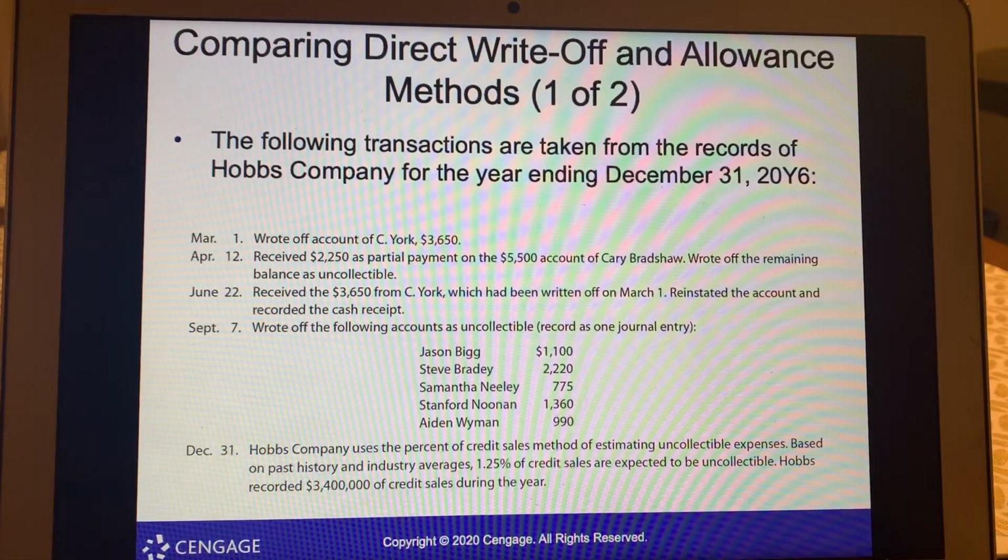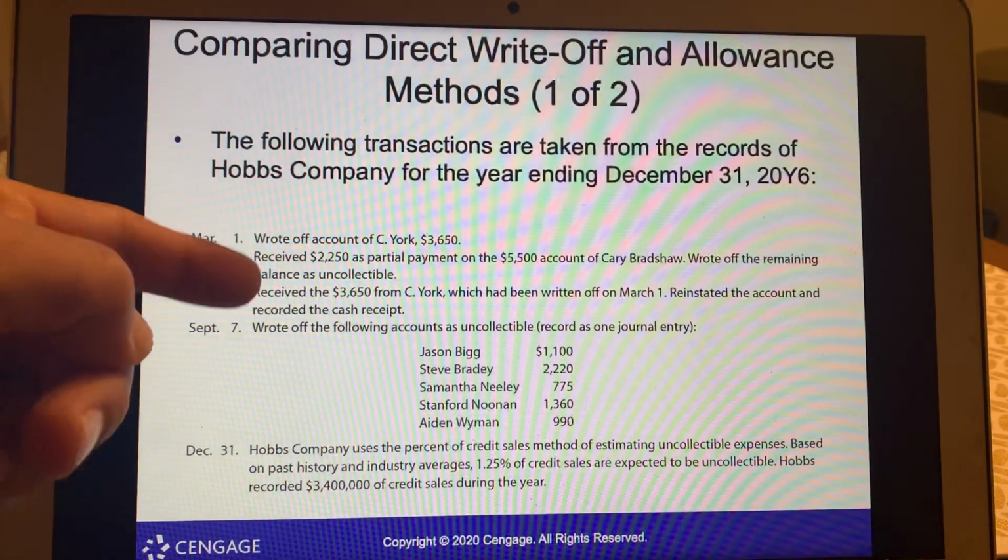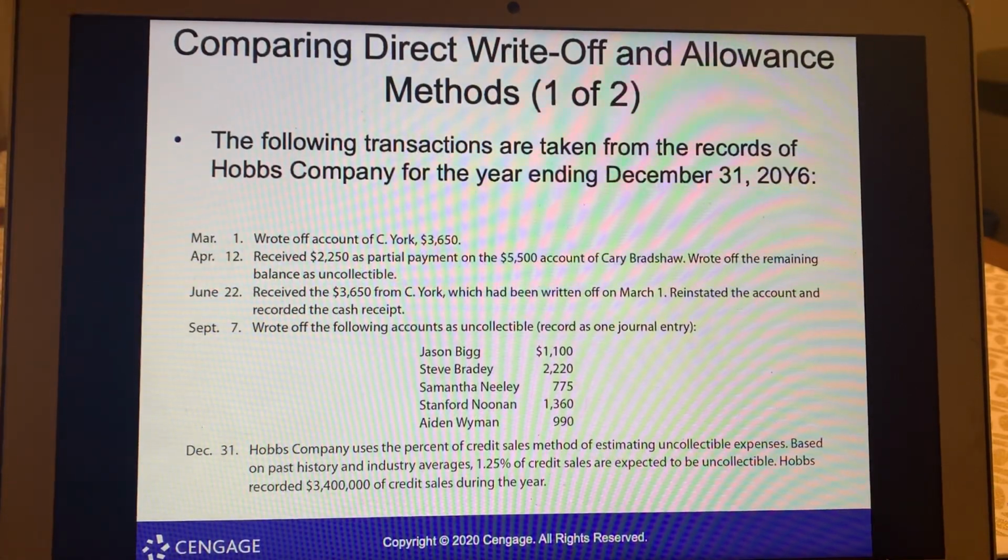So these are examples, okay? $340 million, $3.4 million of credit sales. 1.25% of credit sales are expected to be uncollectible. So this is important information. There's other information up here as well, but we'll take a look at that here.